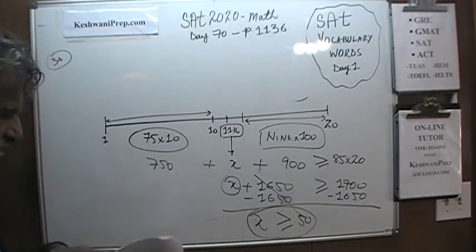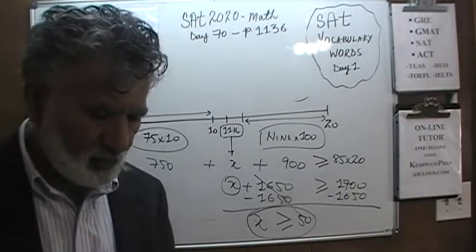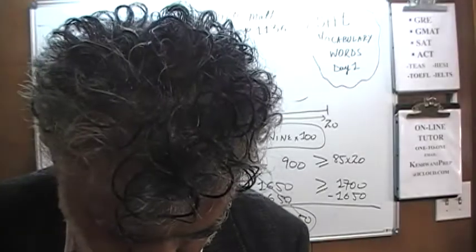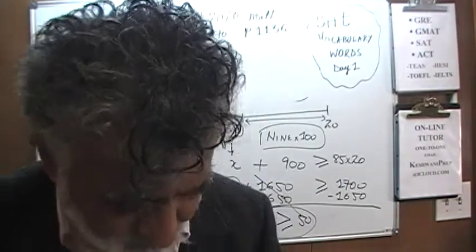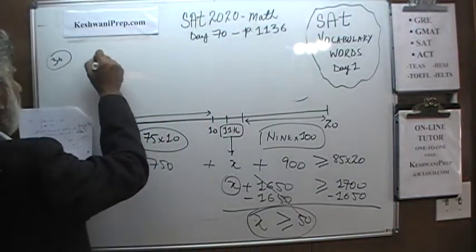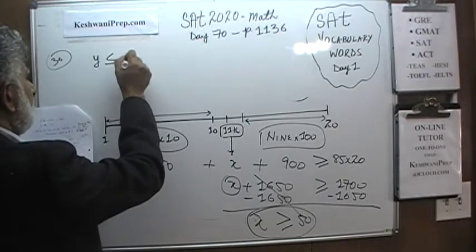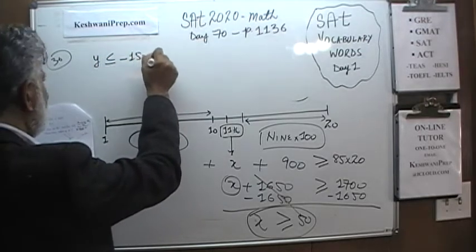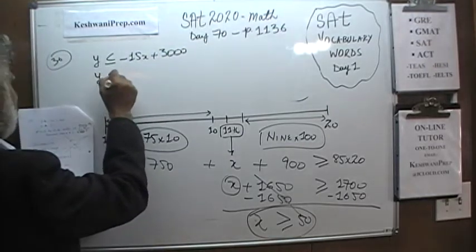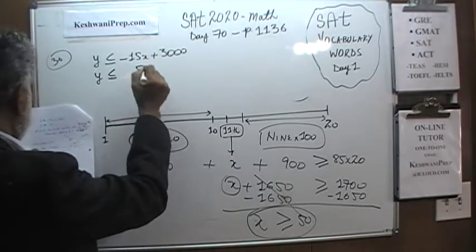In number 36, again we are dealing with inequalities. Two very simple, very straightforward inequalities. Let's see what they say. We are told that y is less than or equal to negative 15x plus 3000, and the other one says y is less than or equal to positive 5x.